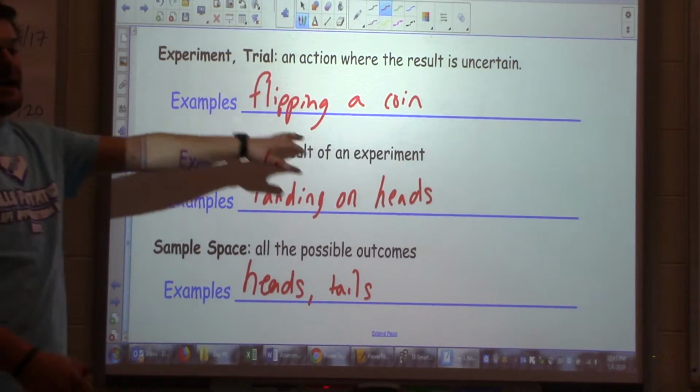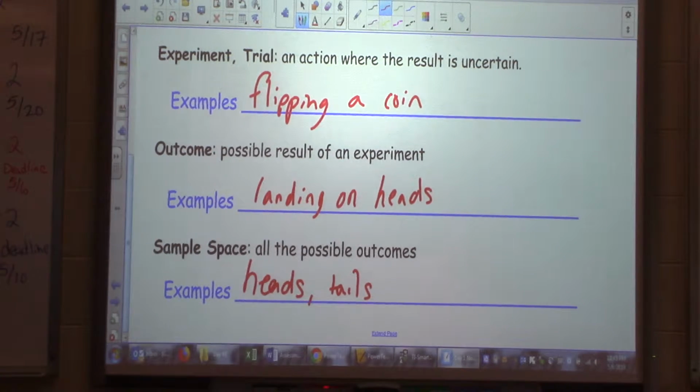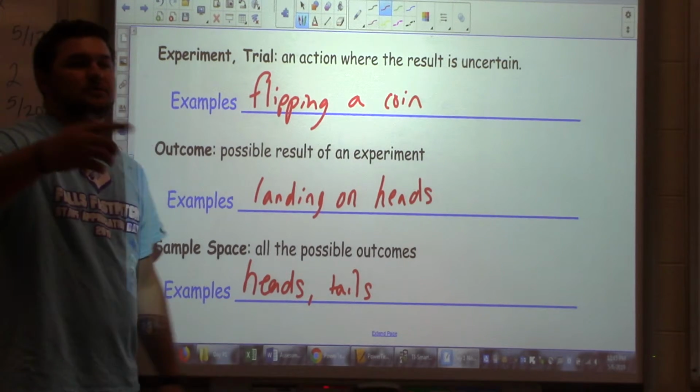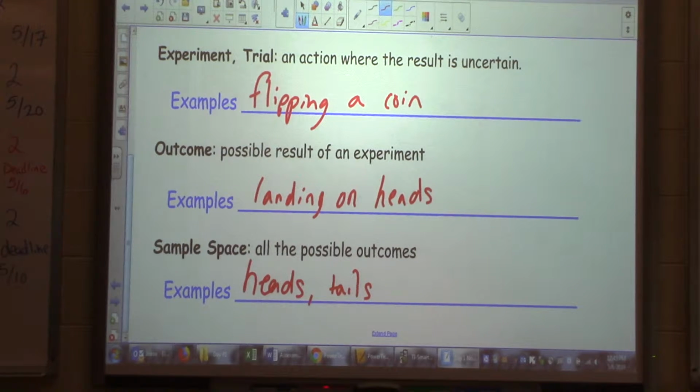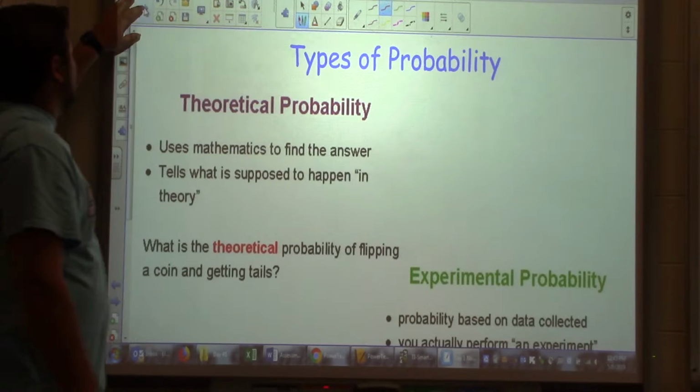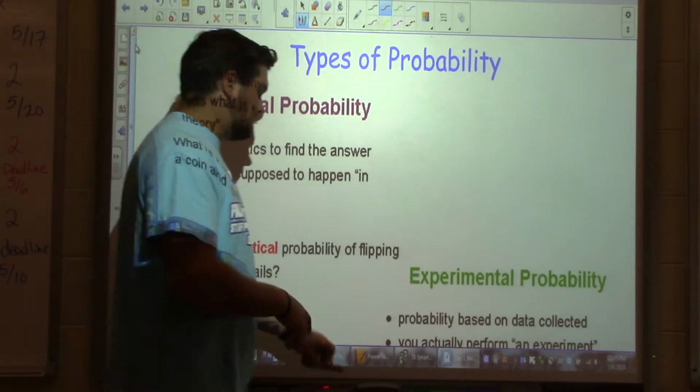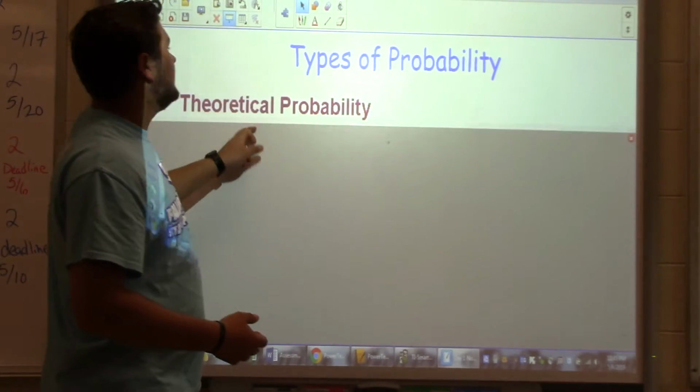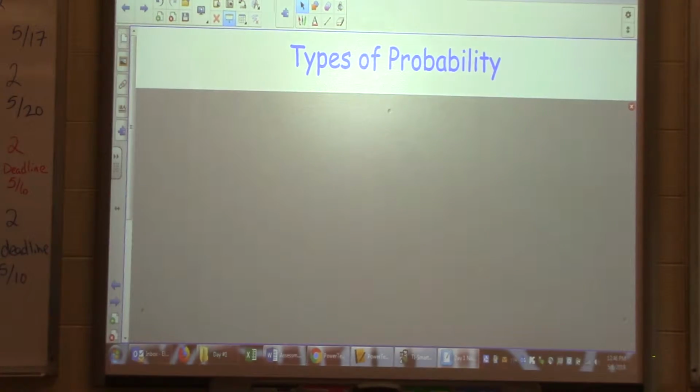If we're talking about rolling a die, what would our sample space be? 1, 2, 3, 4, 5, 6. A normal die has 6 sides with the numbers 1 through 6 on them. So our sample space would be 1, 2, 3, 4, 5, 6. Pretty simple, right? Any questions so far? Alright. Theoretical and experimental probability. Before we talk about it, does anyone remember the difference between theoretical and experimental?